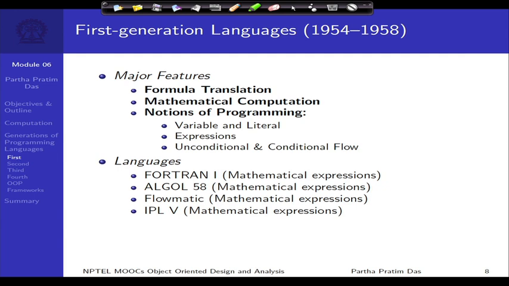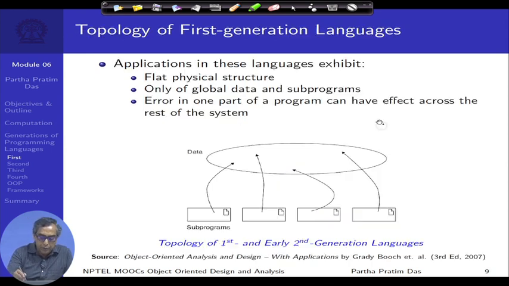The basic notions of programming that got introduced during this time include literals, that is constants like 5, 10, 2.3 and so on, variables, expressions with variables with some basic operators, and conditional and unconditional flow of control, though in languages like Fortran or IPLV, this control flow was very archaic, rudimentary, and very cryptic in nature.